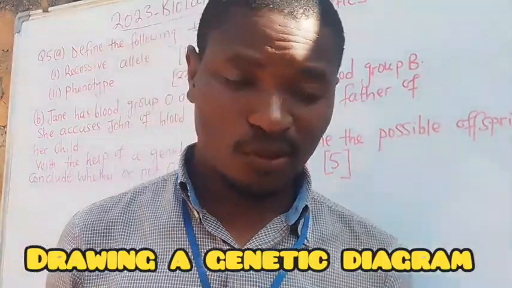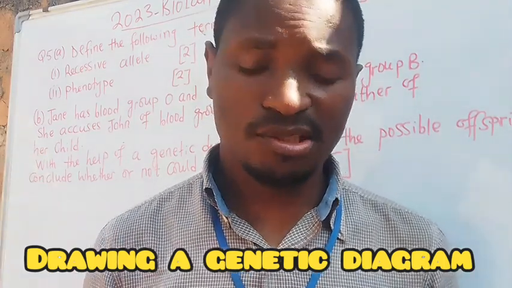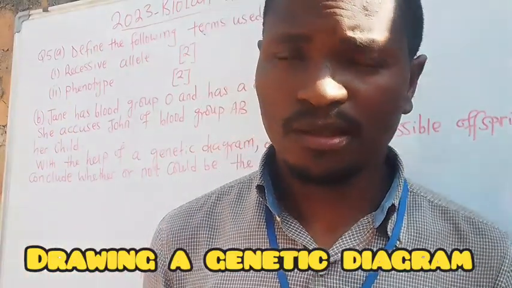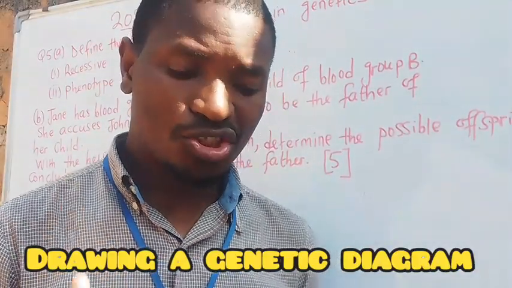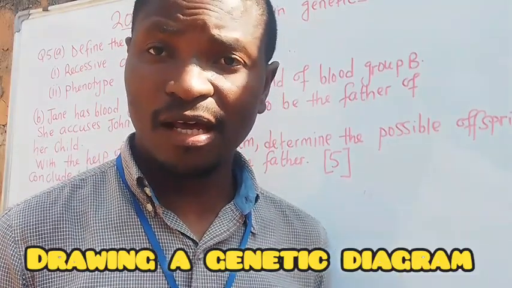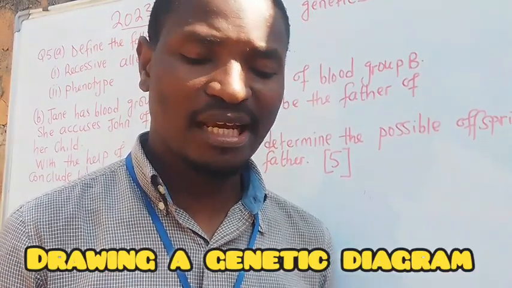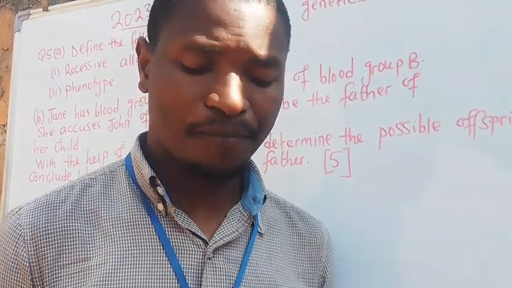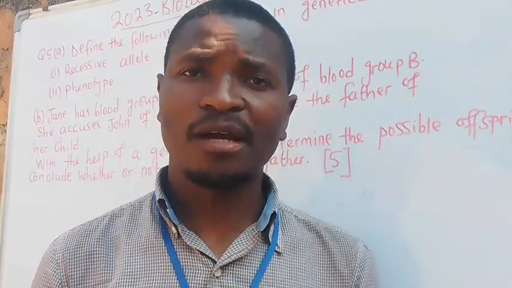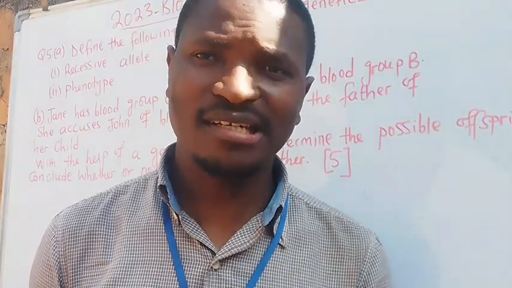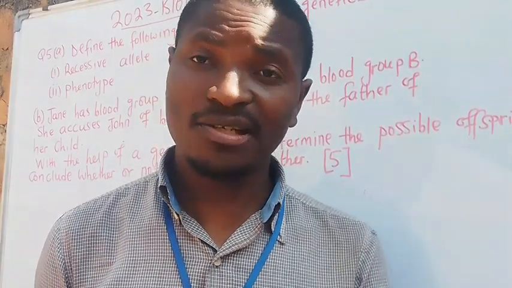Now I'm just going to read the question. This is from the 2023 internal Grade 12 paper, and if you have the past paper you can check the actual question. That is question 5B. It says Jane has blood group O and a child of blood group B. She accuses John, of blood group AB, of being the father of her child. With the help of a genetic diagram, determine the possible offspring to conclude whether or not John could be the father. This is a scenario where somebody is pregnant and John is being accused of being the father of that child. So we have to use the genetic diagram to conclude whether or not John is the possible father based on what you have been given.